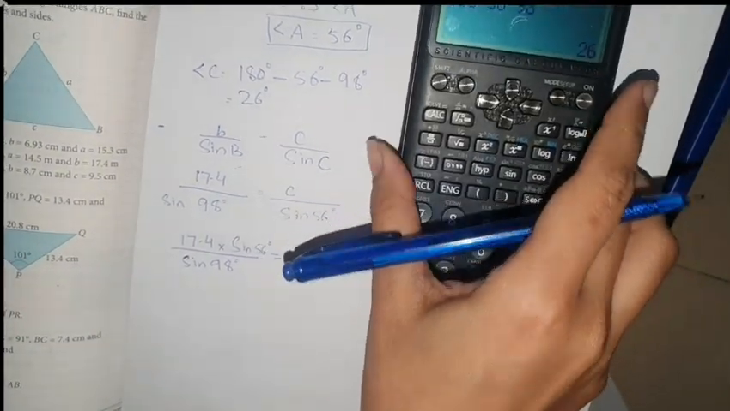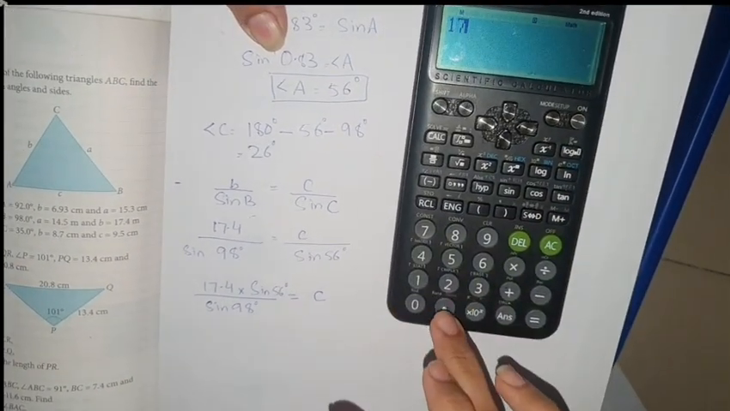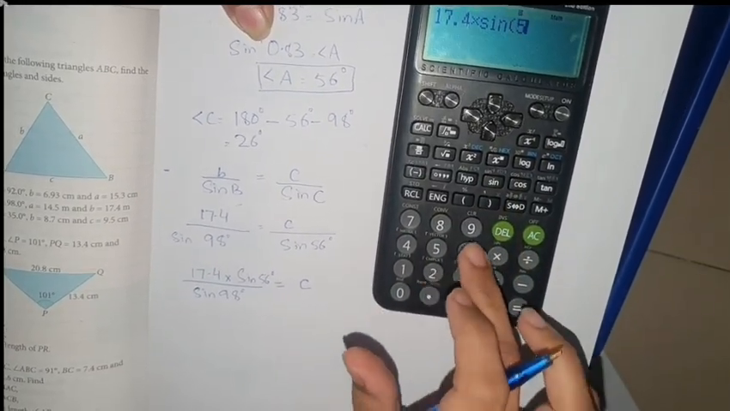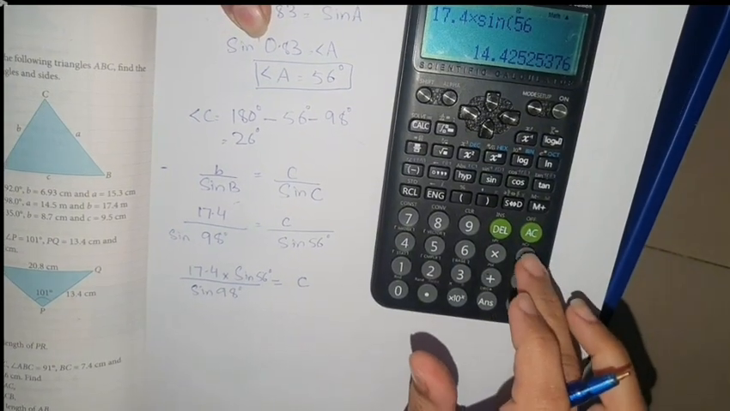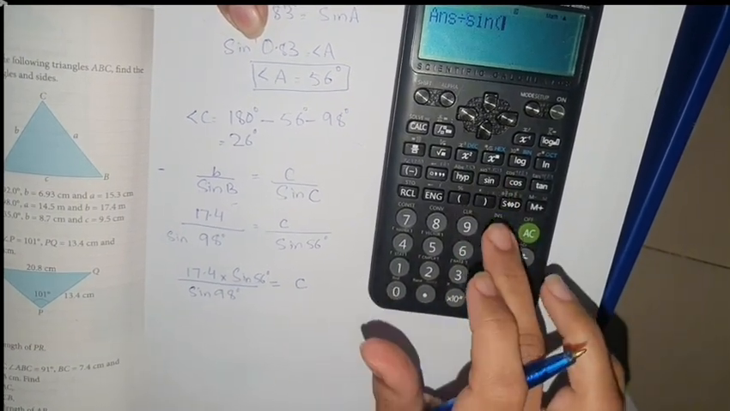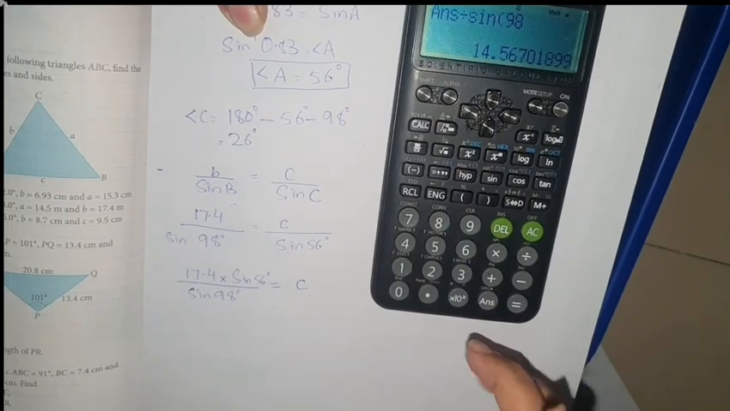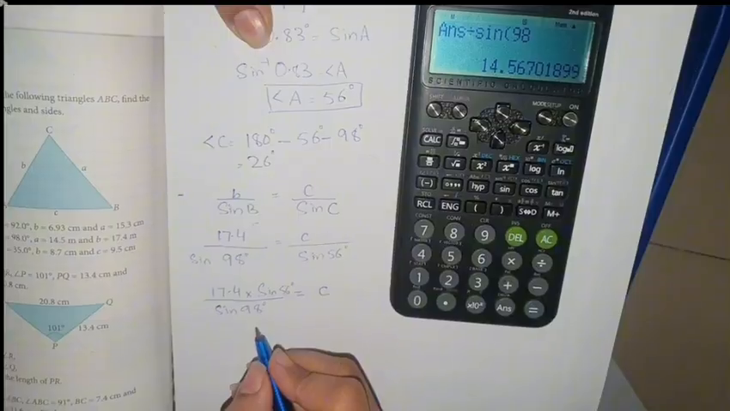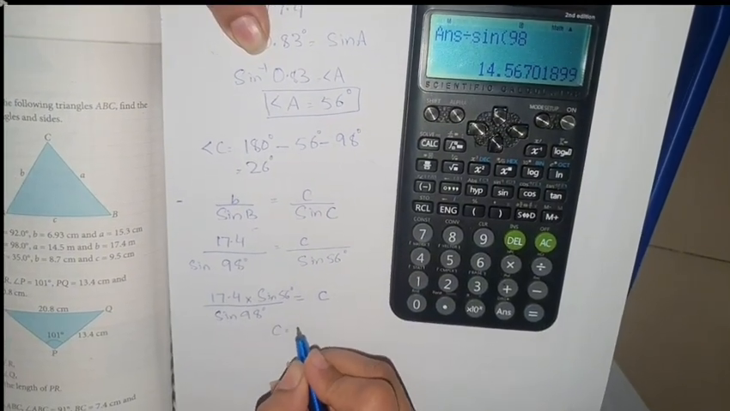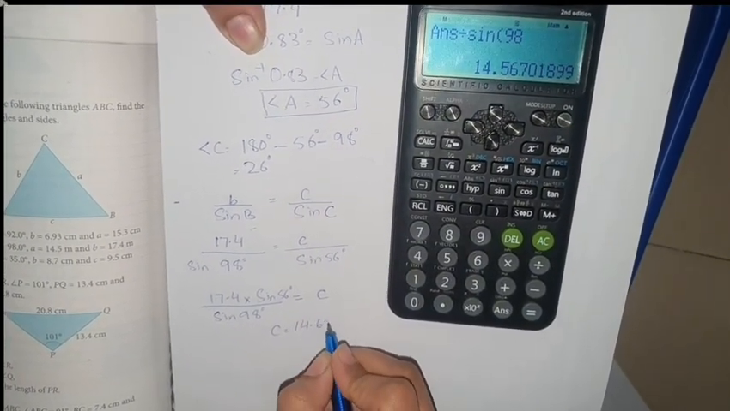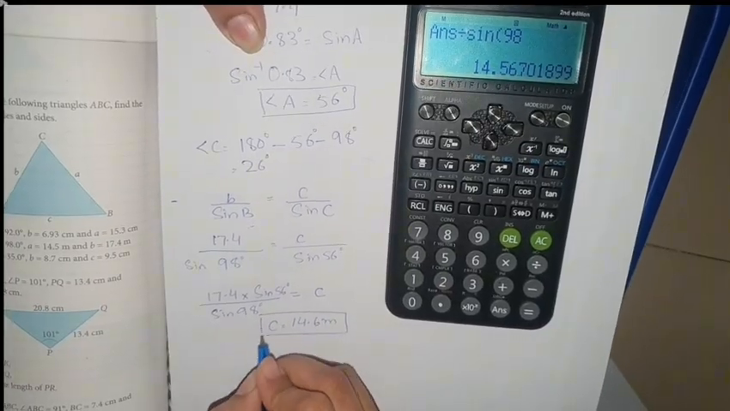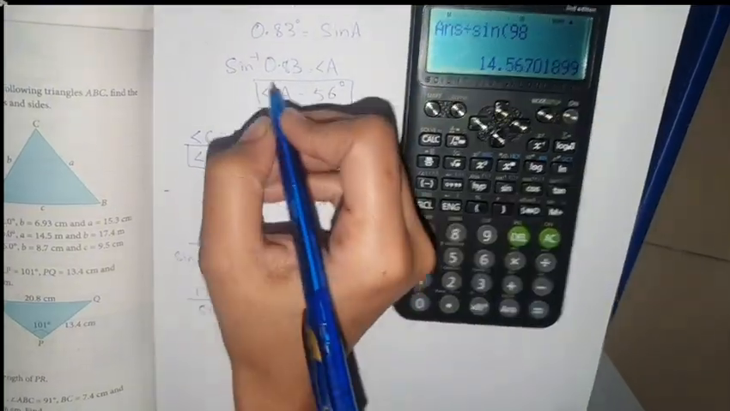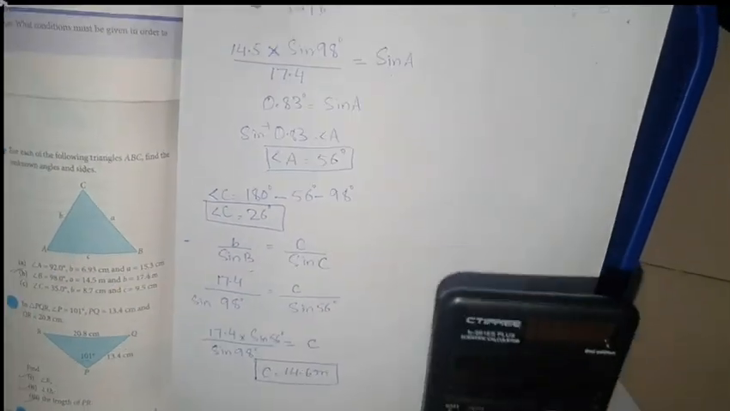Now just use the calculator and find the side. 17.4 times sine 56, now divide by sine 98, so it is 14.556, or you can take 14.6 as well. So C is equal to 14.6 meters. Now we found this is side C, this is angle C, and this is angle A. All of the three requirements are completed.